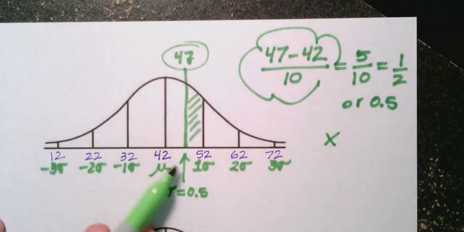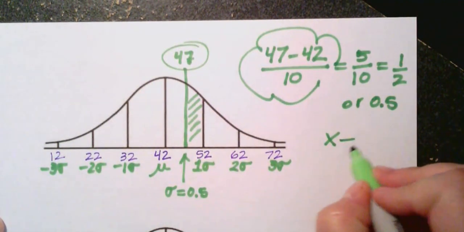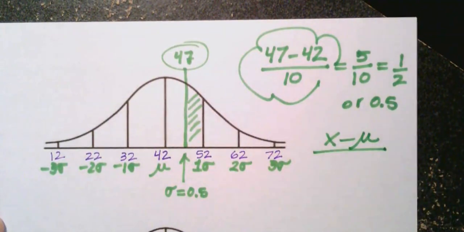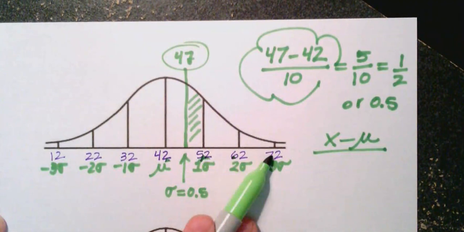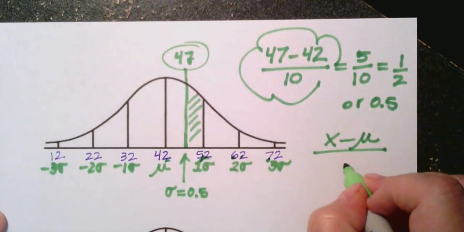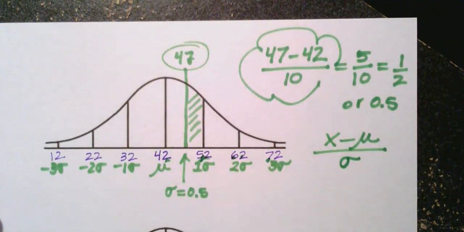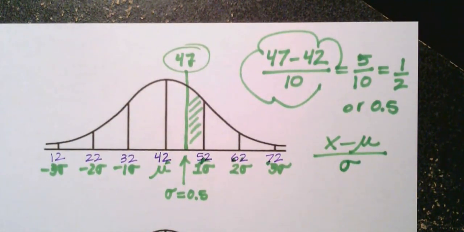42 was the value of the mean. And if we're talking about a population mean, we're going to use mu. Okay, and the 10 came from how wide each of these sections is, which means how big each standard deviation is. So that's my sigma. And what you have right there is the formula for z-score.